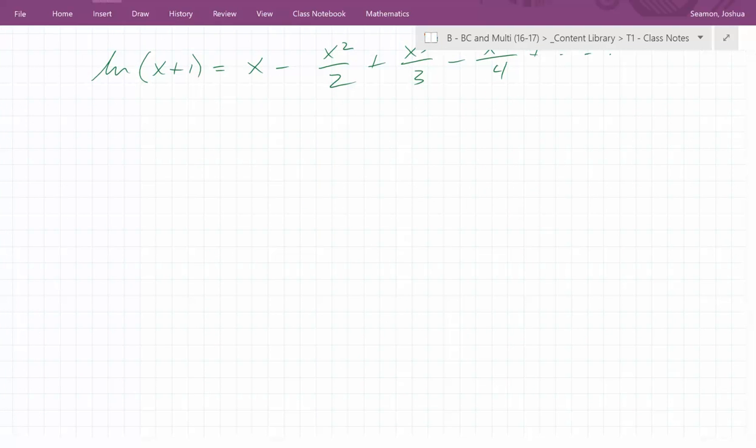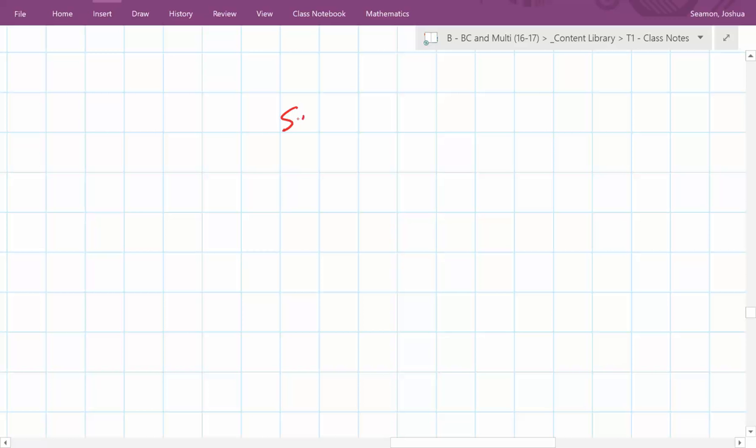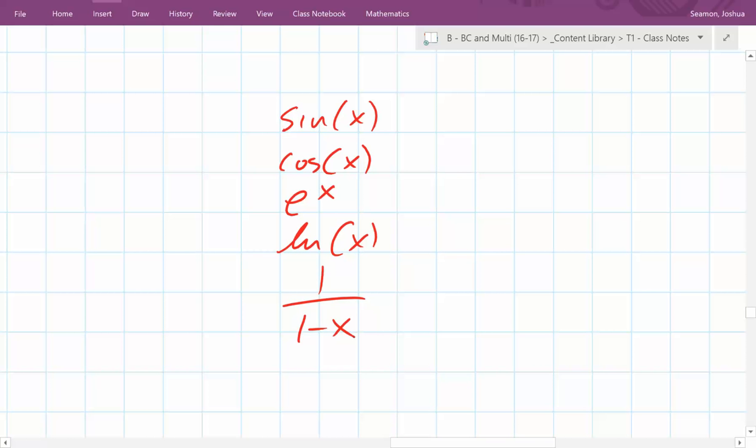So what are we adding there to it? What do we have now? Sine of x is one you have to know. What else do you have to know? Cosine, e to the x, and what? We also did this one, 1 over 1 minus x. That was a nice one. So we'll add that to the list.